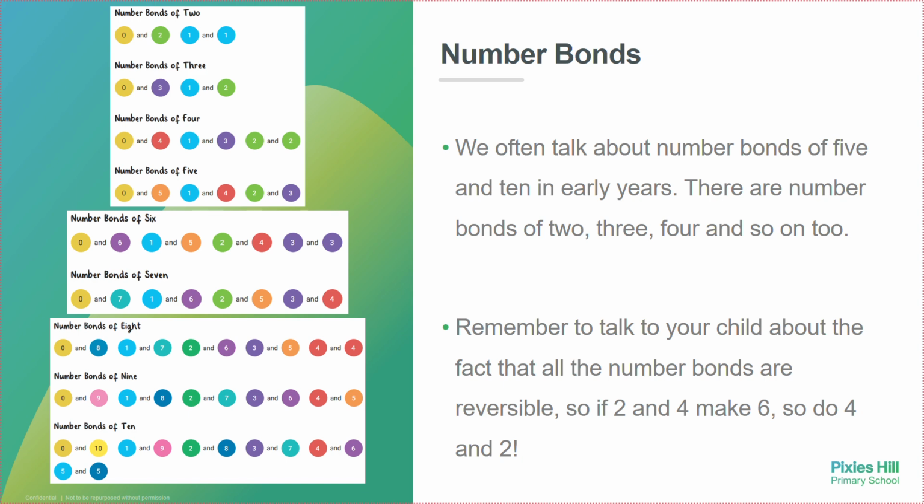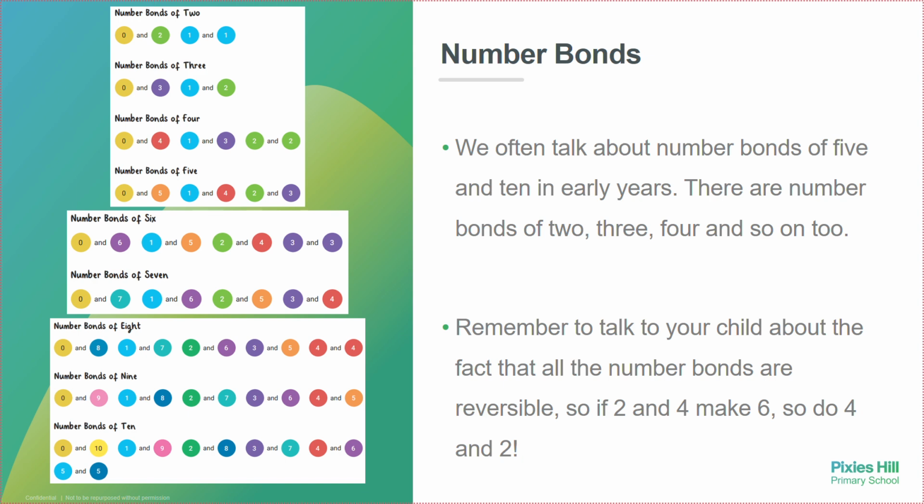Here are some examples of number bonds from 2 to 10. We often talk about number bonds of 5 and 10 in the early years, but there are number bonds of 2, 3, 4 and so on. Remember to talk to your children about the fact that all the number bonds are reversible. So if 2 and 4 make 6, so do 4 and 2.